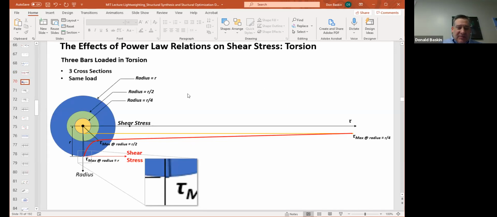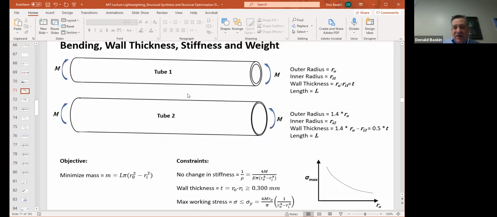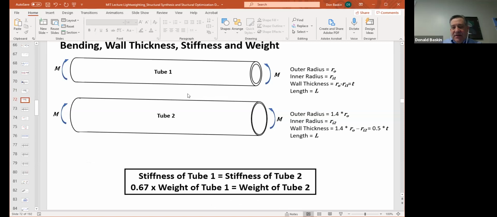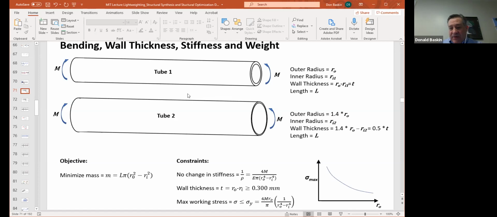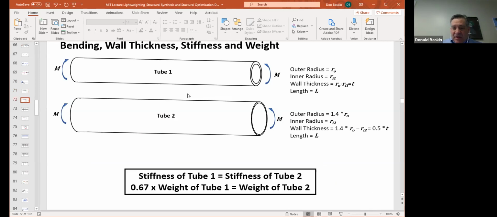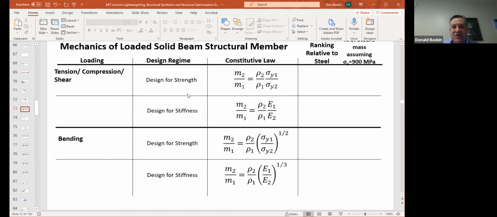We tried to put a graphic in place of what that looks like. I may not have succeeded, but you can go back and look at this. We talked about two tubes under pure bending. We discussed how you can make a tube that is just as stiff but much lighter by increasing the diameter and decreasing the wall thickness, taking advantage of that r to the cube or to the fourth power. And we talked about the constitutive laws of mass savings, as I call them here.